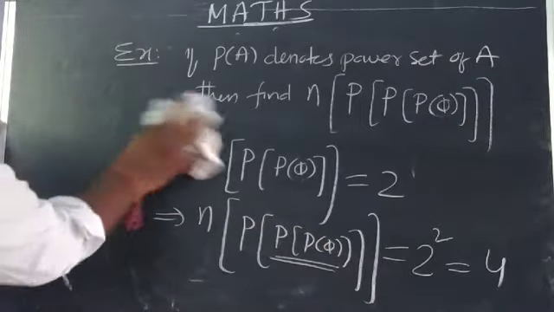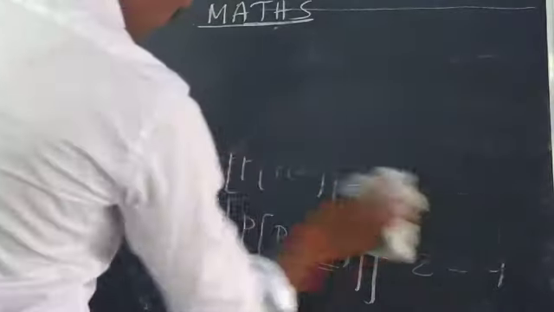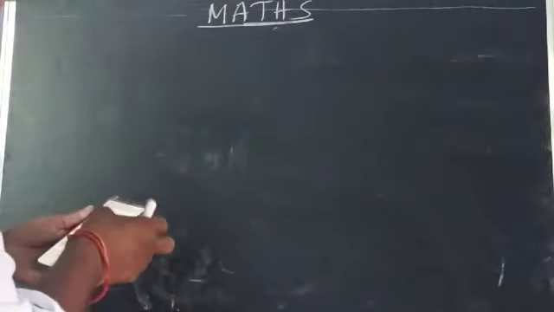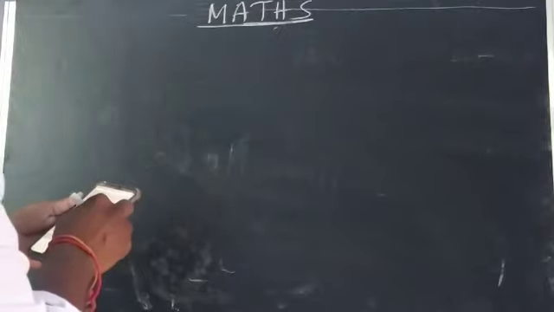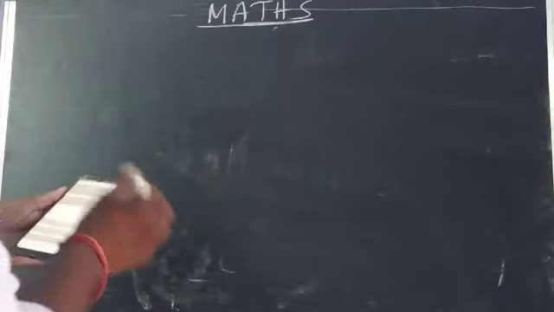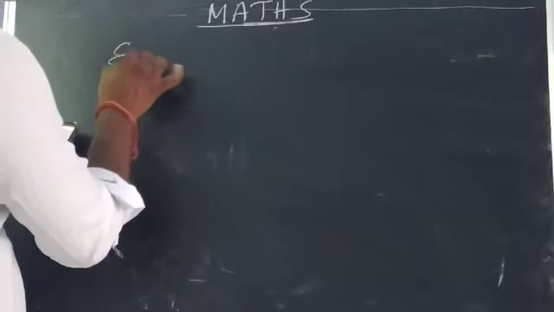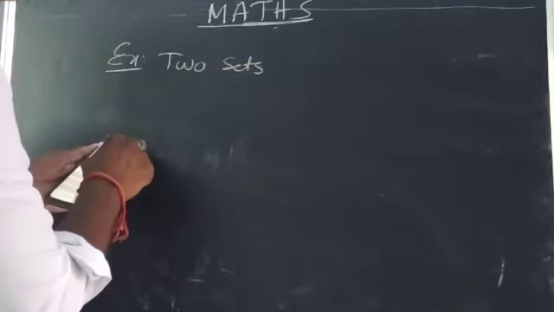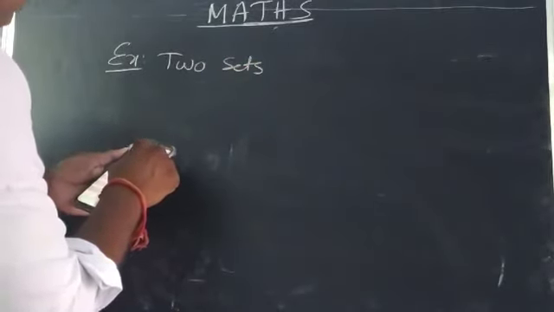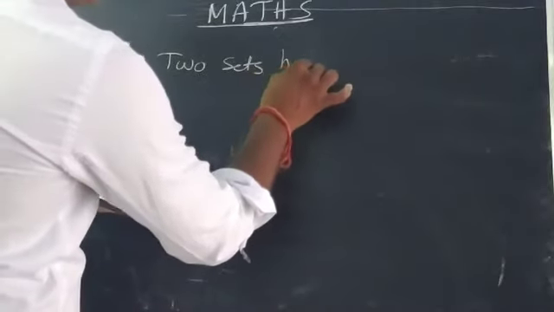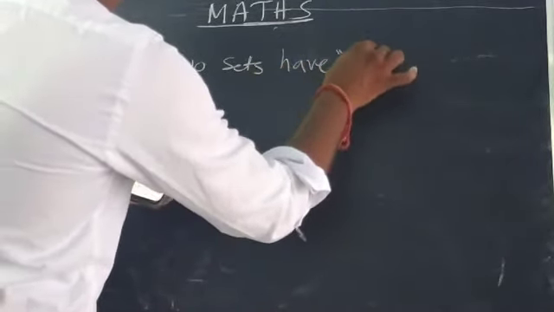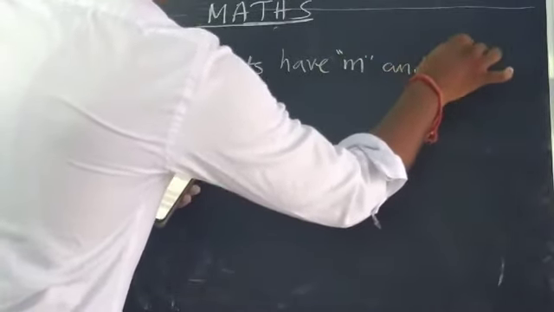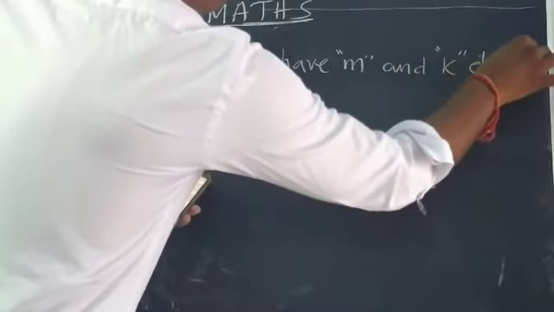Okay, now one more example. Two sets have M and K elements. Two sets have M and K elements.